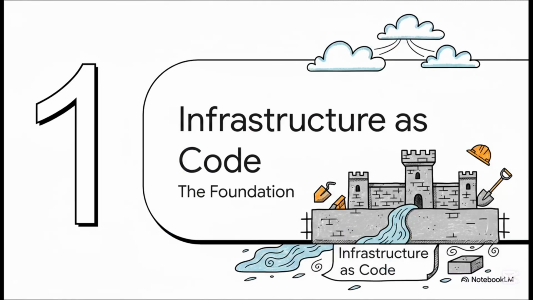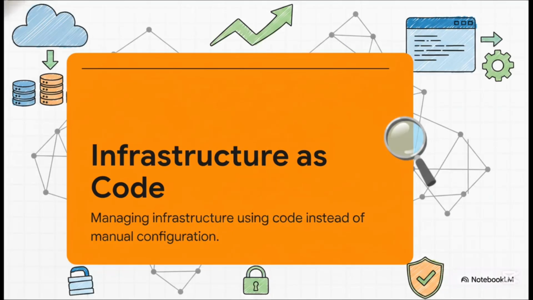Starting with Section 1, Infrastructure as Code. This is literally the foundation of everything we're building. Just to make sure we're all on the same page, Infrastructure as Code, or IaC, is the practice of managing and provisioning your tech stack using code instead of manual configuration.